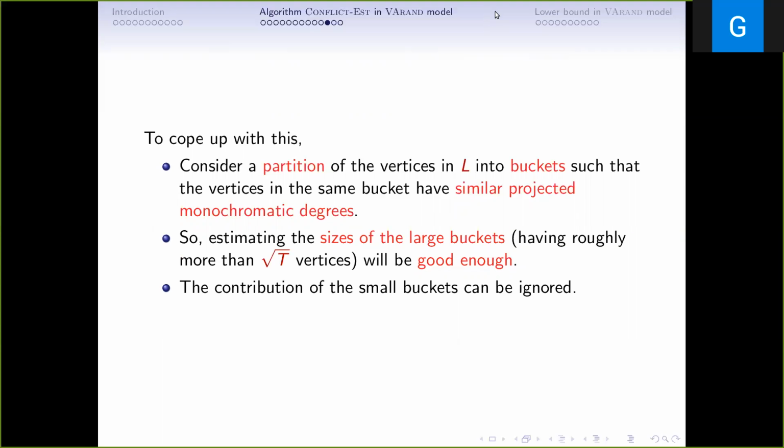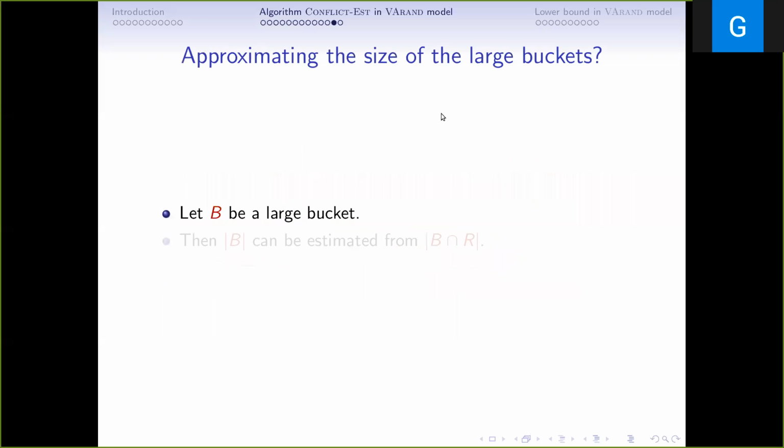So as in a particular bucket the monochromatic degrees of the vertices are similar, we will be done if we can estimate the sizes of the large buckets. Right? So what about the small buckets? By name, small bucket means there are few vertices. Also recall that we are bucketing only low vertices. So bucket sizes are small, we are bucketing only low vertices, so the contribution of the small buckets can be ignored. So we will be done by discussing how we can maintain the sizes of the large buckets.